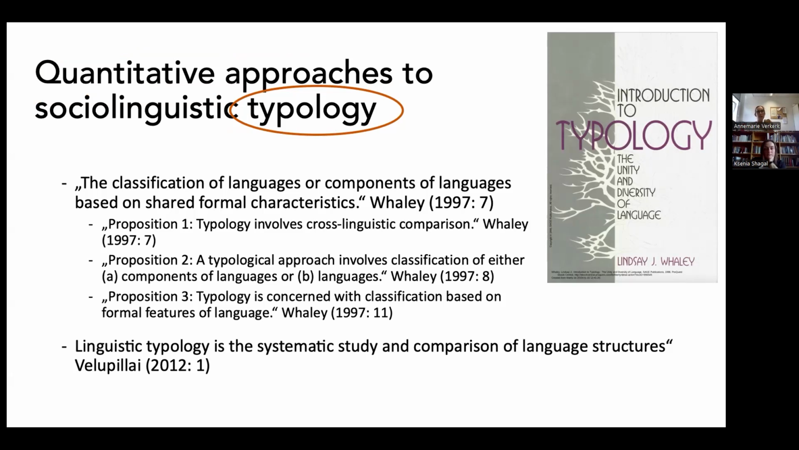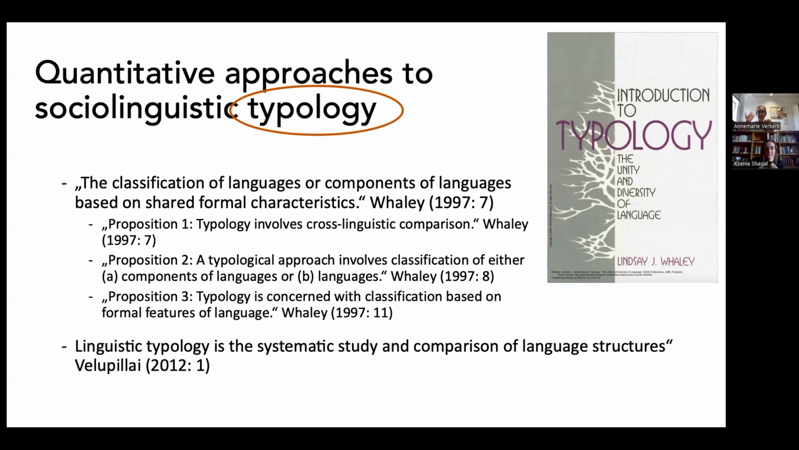The other citation on the slide is by Velupillai, where she says that linguistic typology is the systematic study and comparison of language structures. I know that you have just had all of this, so I'm not going to talk about it very long. I'm just going to give you one example.